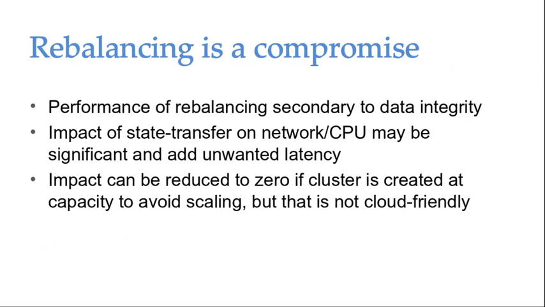So rebalancing, as I said, is a compromise. Performance is less important than data integrity for this algorithm. The impact of state transfer on network and CPU can be significant and adds unwanted latency. One of the approaches to fix this is to pre-provision all the nodes you need for the capacity that you can estimate. This avoids scaling, but obviously that is not a cloud-friendly way to approach the problem, where you want to use the minimum amount of hardware that's required by your computation.